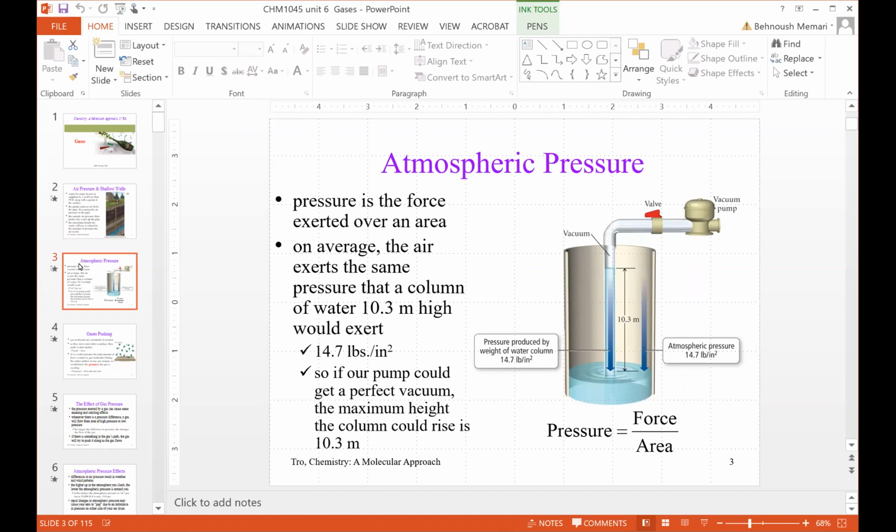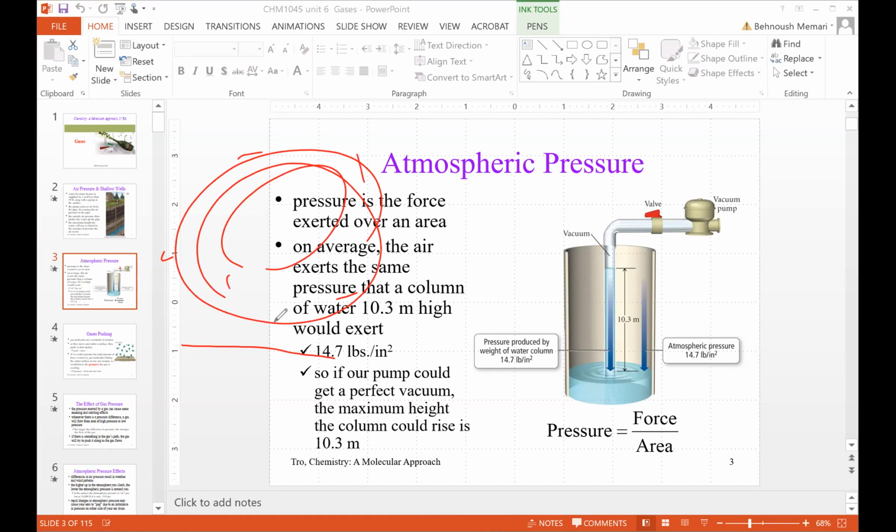What happens if you go up to a higher altitude? What happens to the atmospheric pressure? Increases or decreases? Decreases. So let's say if you are at the lower levels, you have all this air that is going to put pressure on the surface.